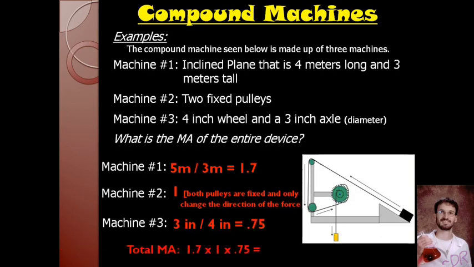So we have 1.7 times 1 times 0.75, and we would get a mechanical advantage of 1.275 for this whole machine. Now imagine if I came in and was like, well, you did that wrong. You built the machine wrong. If you were really trying to get this to work out the right way, you'd probably want the mass to go around the big wheel and the axle to run the rest of the machine. Well, what would that be? How would that change the overall mechanical advantage?